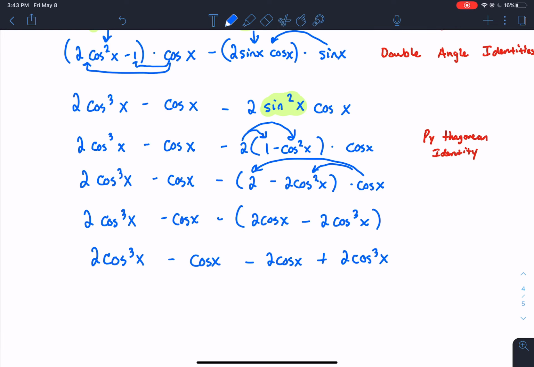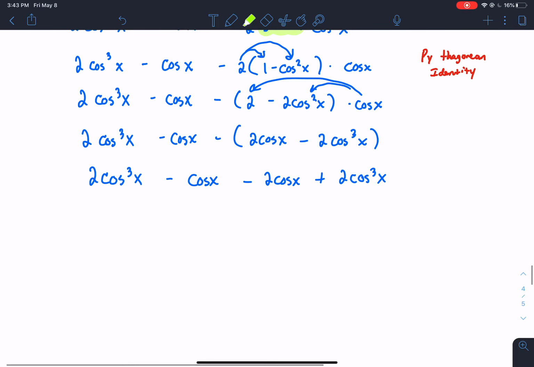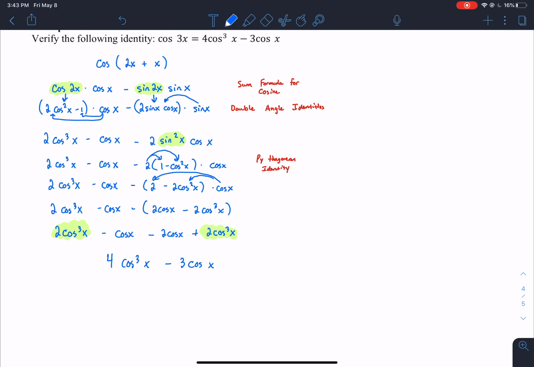All right. Now I'm just going to look to put things together. So I can put 2 cosine cubed with 2 cosine cubed. Make that 4 cosine cubed minus cosine of x minus 2 cosine of x is then just negative 3 cosine of x. And you have your identity. Okay? So this is kind of putting everything together that we've talked about at this point.